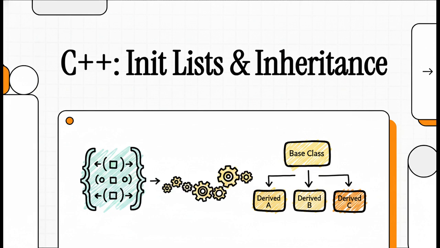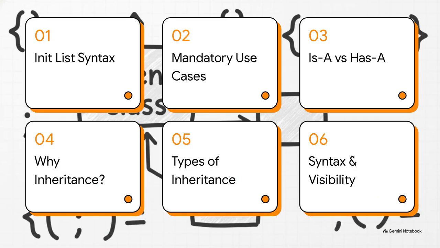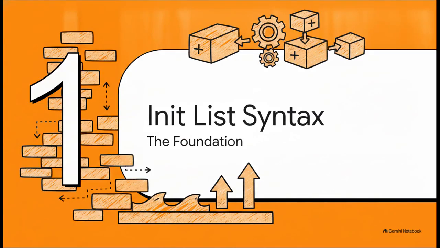Let's get to it. Okay, so here's our highly structured roadmap to level up your C++ toolkit, perfect for any upcoming exams or assignments. We'll quickly run through initializer list syntax, dive into the 5 mandatory use cases, compare is-a versus has-a relationships, discuss why we actually need inheritance, map out the types of inheritance, and finally wrap up with syntax and visibility rules. All right, let's start our journey right at the micro level.